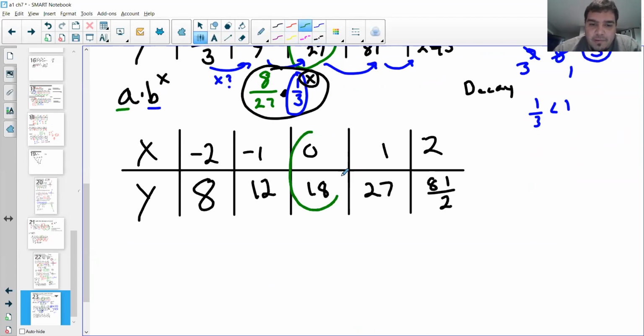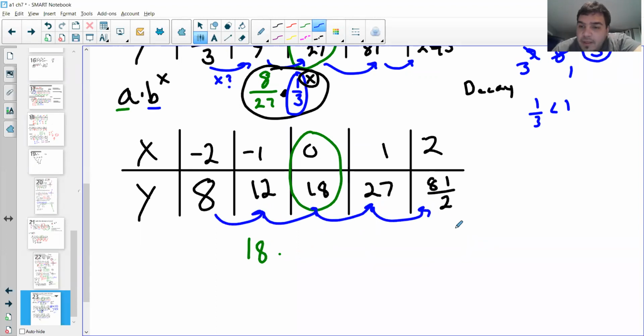Again, we're going to break it up into two pieces, the A and the B. The A is always where x equals 0. In this case it's simply 18, so we get that for free. The B, what we need to do is find the pattern from here to here, or here to here. You could choose any two numbers to work with. I'm going to purposely choose the smaller numbers.